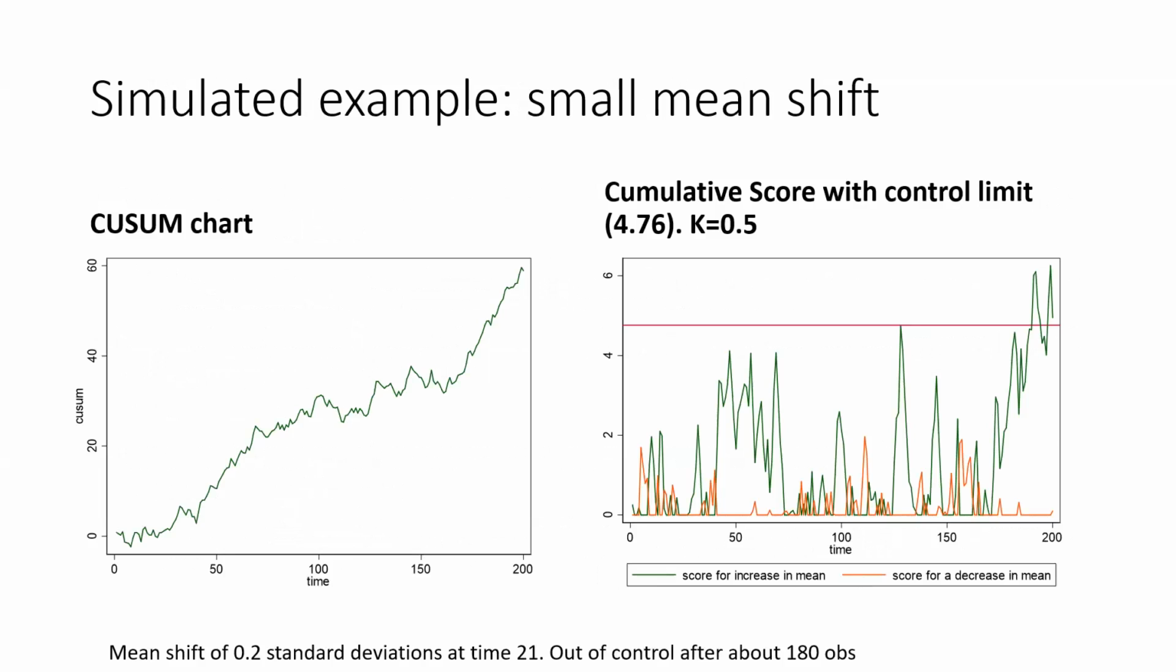So let's look at the control limit for the data for the example. The CUSUM chart was on the left. Here we have the S plus and S minus. S plus is here in green, S minus is in orange, and you see the control limit. We get once close here, but only close. There, it's not quite. Here we raise an alarm, right? So that's fairly late. It's after 180 observations, more or less.